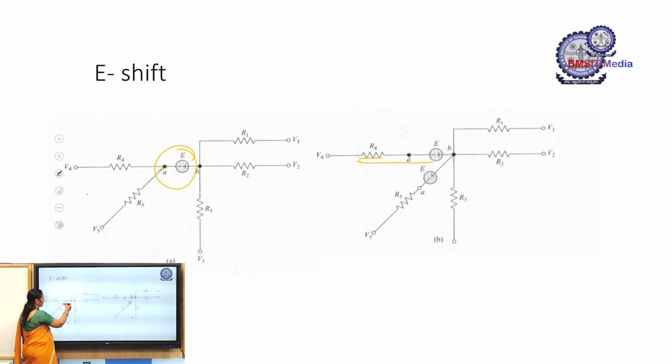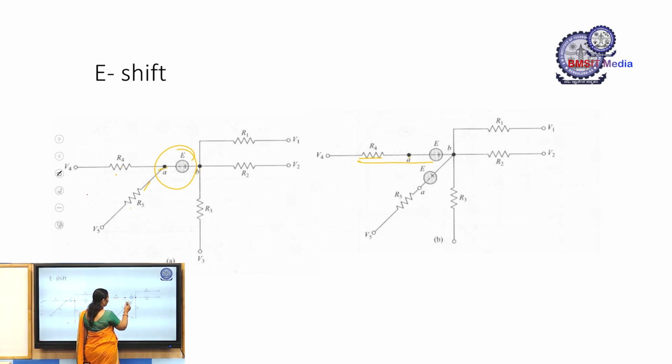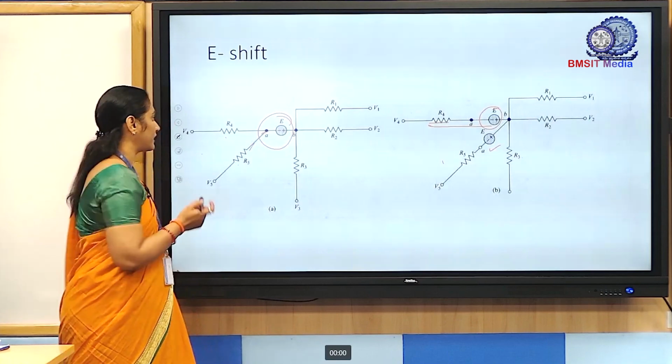Because R4 and R5 are in parallel combination, they will also have the same voltage at the node. So the node voltage will remain the same after shifting also. We have to take care of that by looking at the polarity, and we can shift the source into two branches, the R4 branch and the R5 branch. But you have to make sure the polarity is maintained properly. So this is the E shift, or the voltage shift.